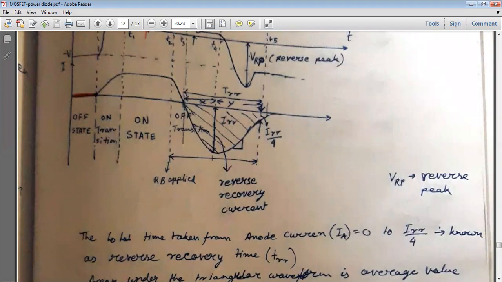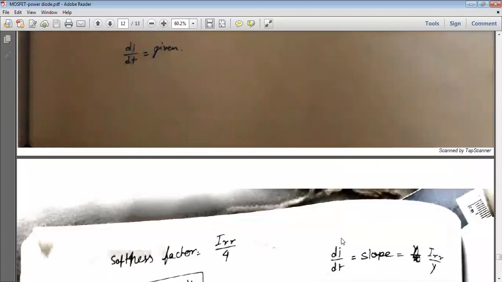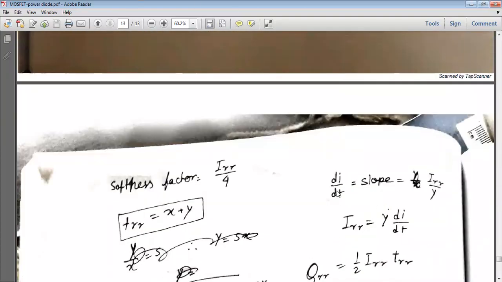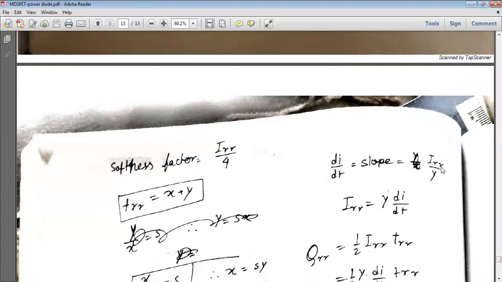It should be opposite side by adjacent side, and its opposite side is IRR, adjacent side is Y. So di by dt is actually equal to IRR by Y. As I mentioned, di dt is equal to the slope, equal to IRR by Y. So from that we'll get IRR equal to Y di dt.